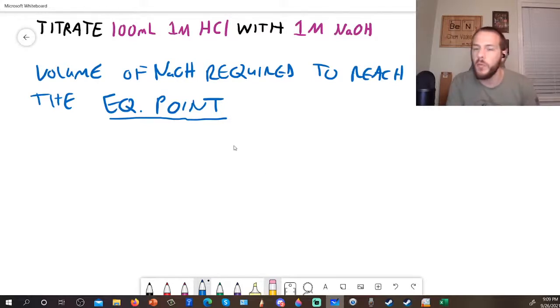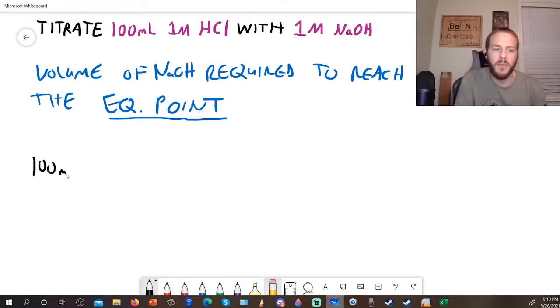So again, equivalence point, that's the point at which the number of moles of acid is equal to the number of moles of base. And so that means we need to convert what we have to moles, right? So we have 100 milliliters of our HCl solution. So I'll go ahead and write that out. So we have 100 milliliters of HCl, right? And we need to somehow convert that into moles of HCl.